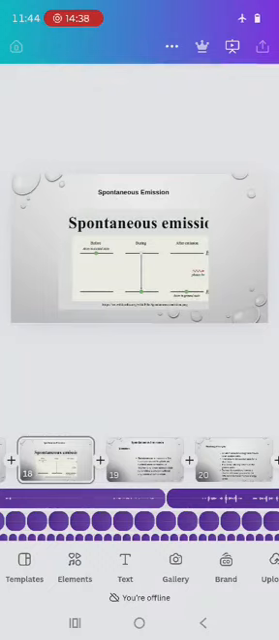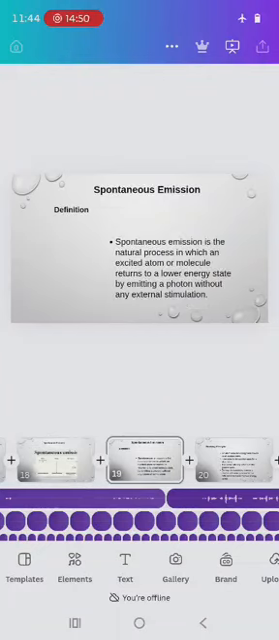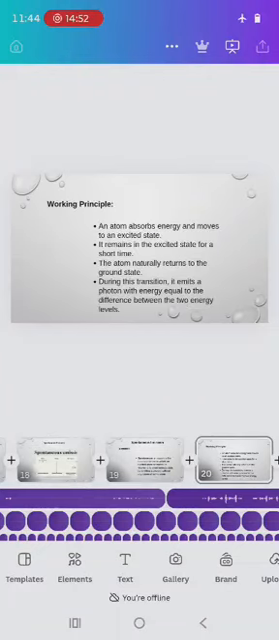This is before emission. The last diagram represents after emission. The center image represents during emission. There is no external stimulation.